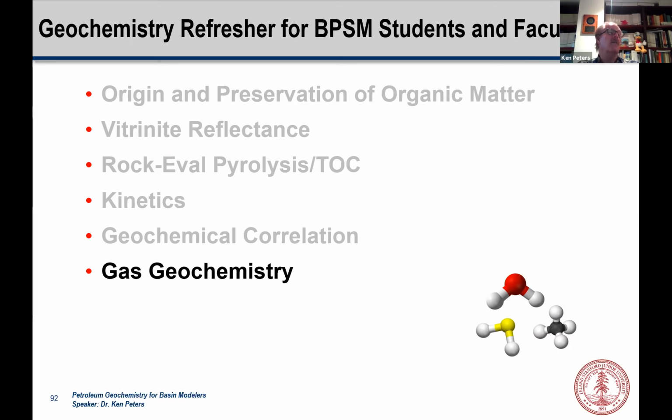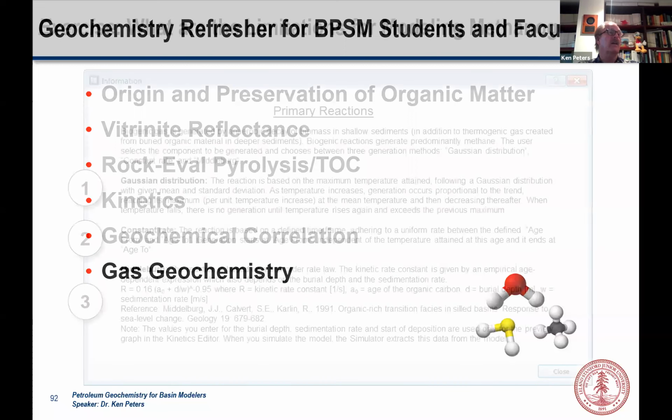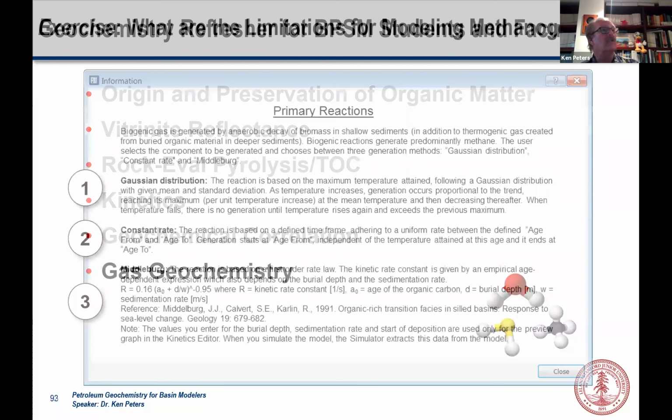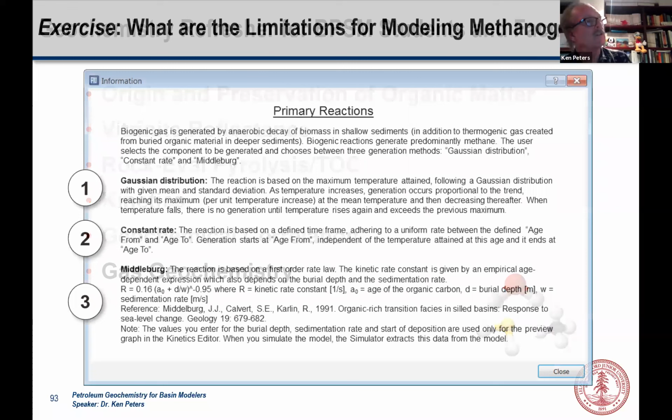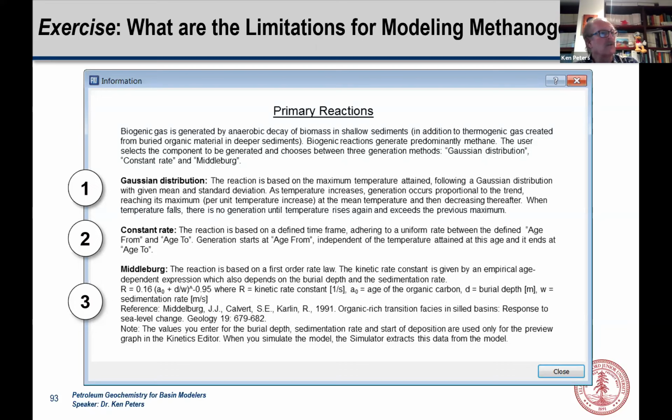I would like you to think about the following slide before we get to the next lecture. This is actually from Petromod, and this shows some of the primary reactions that you can use to model biogenic gas generation: Gaussian distribution, constant rate, and Middleburg. And you might just want to think about those approaches to modeling biogenic gas. I will talk about those three generation methods in detail then.